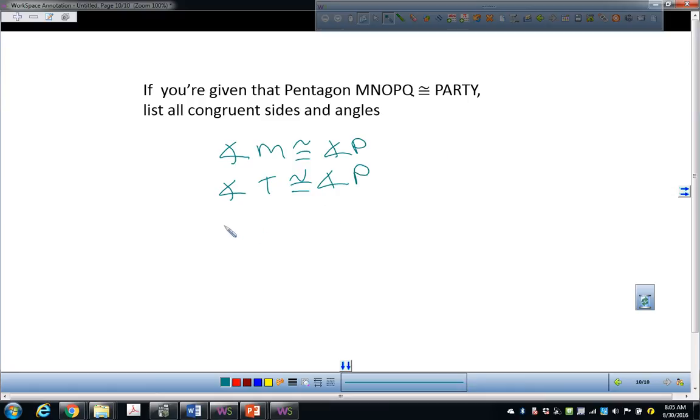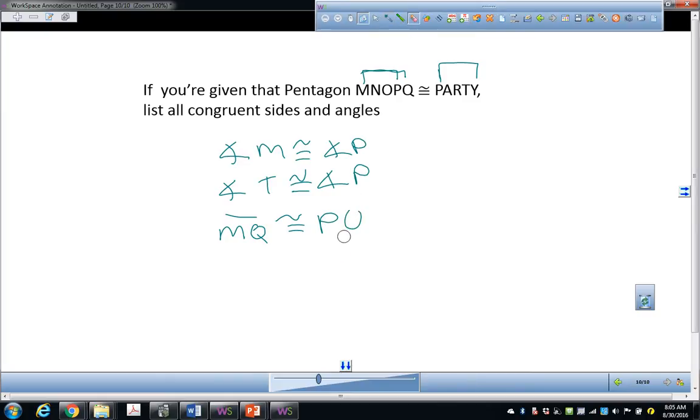And so on. What would side MQ be congruent to? MQ would have to go with PY, right? And so on. So PY. Okay, you can do it, Mr. Leader. Head, right? With PY.